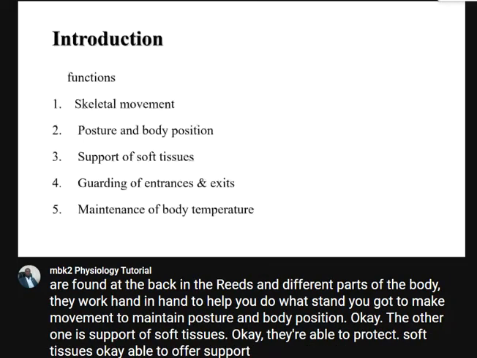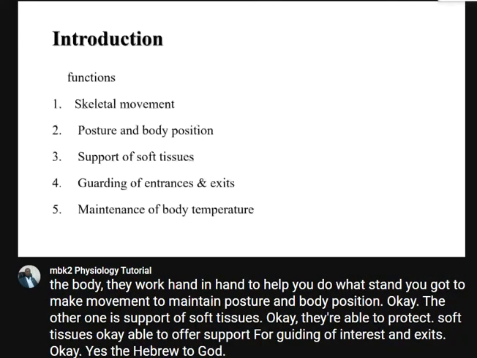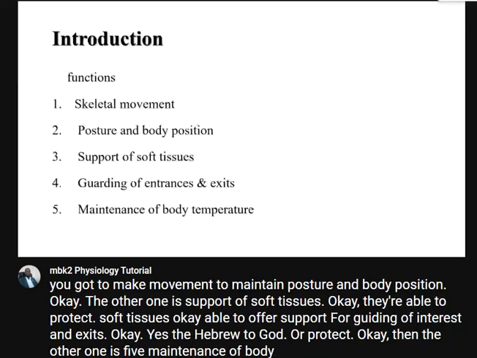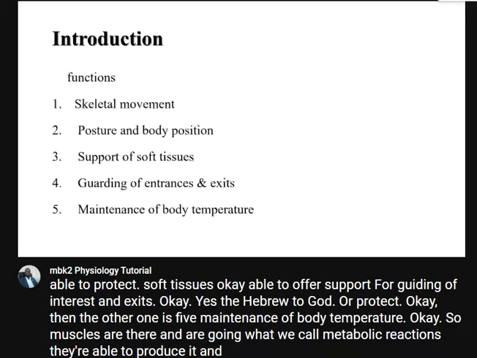Four, guarding of entrances and exits. They are able to guard or protect. Then the other one is five, maintenance of body temperature. Muscles, as they undergo metabolic reactions, are able to produce heat, and that heat helps to warm the body.